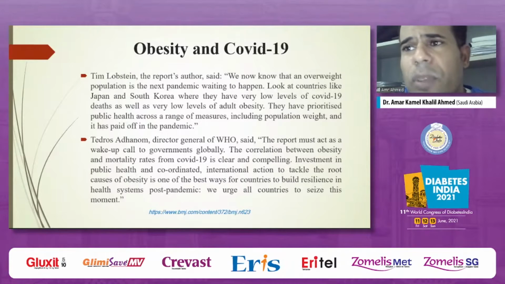Tim Lobstein, the report's author, said we now know that an overweight population is the next pandemic waiting to happen. Look at countries like Japan and South Korea, where they have very low levels of COVID-19 deaths as well as very low levels of adult obesity. They prioritized public health across a range of measures, including population weight, and it has paid off in the pandemic. Tedros Adhanom, Director General of WHO, said the report must act as a wake-up call to governments globally.